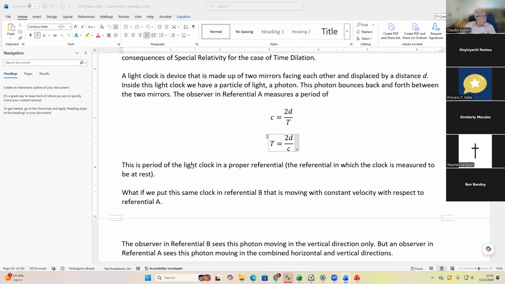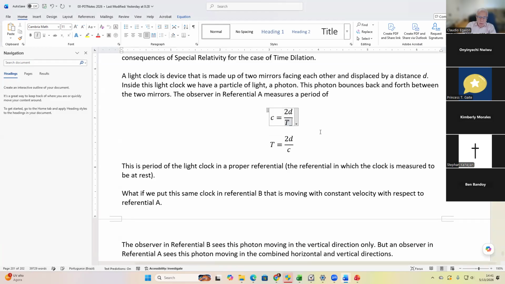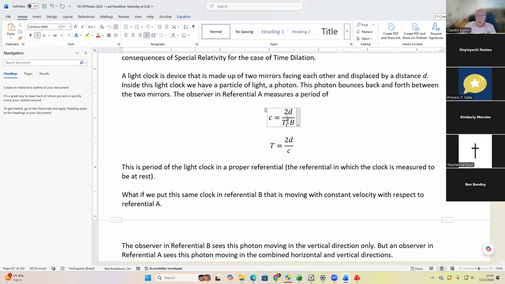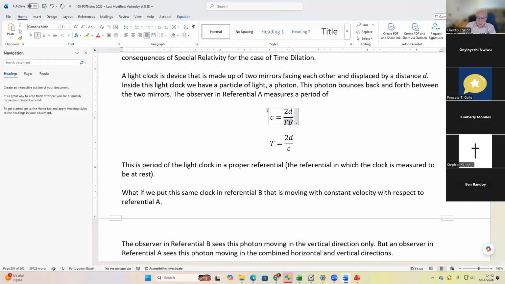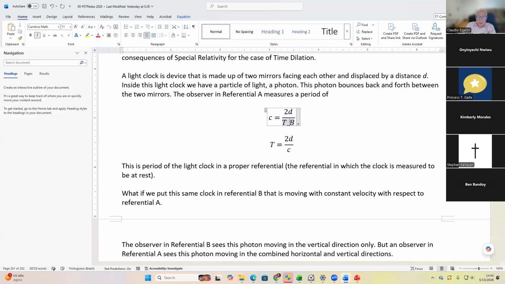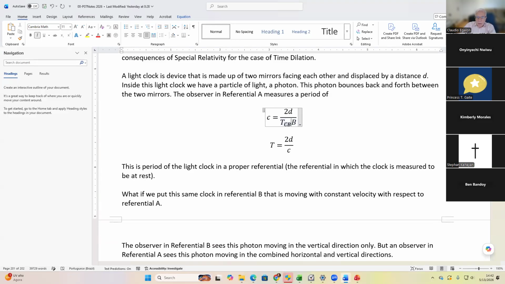Okay, so I'm going to use the notation here. The notation here is the period of the clock C prime with respect to referential B. Oh, it doesn't like it, huh? Let's see. Now I can put the C prime here. Good.